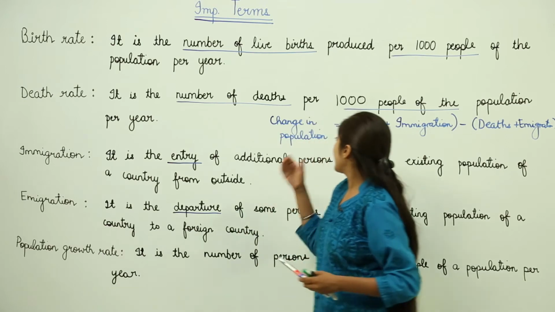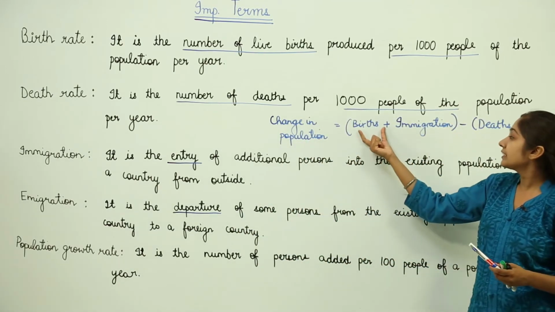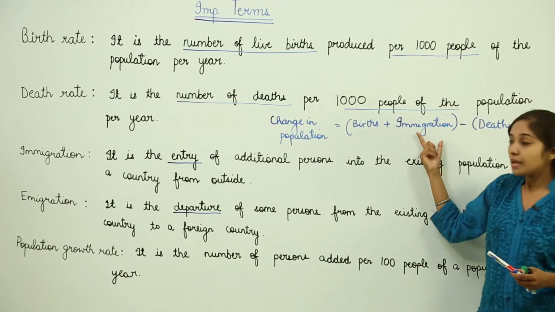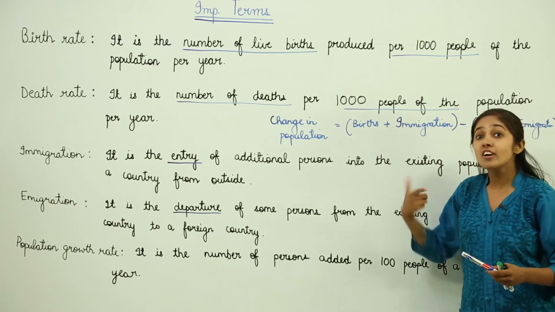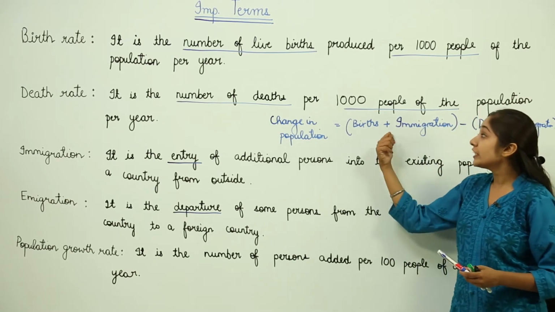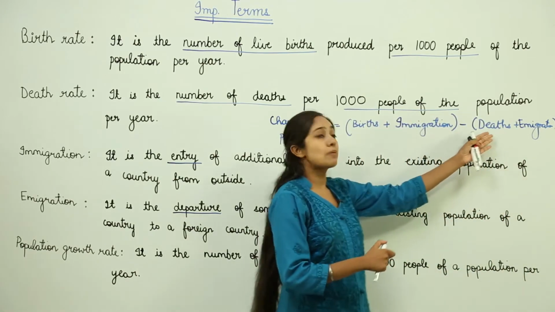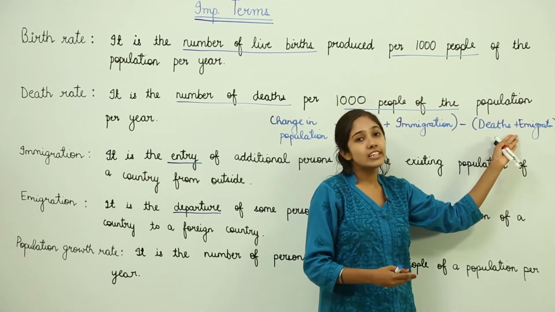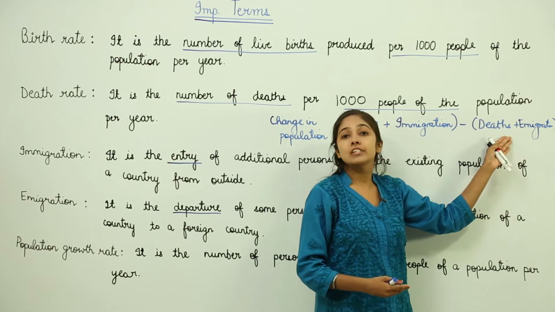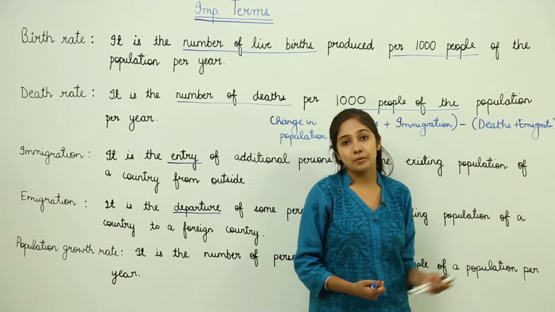So, we have just seen that we have linked births with immigration, because this is going to lead to the addition of persons in a population, and we have linked deaths with emigration because this is going to lead to the departure of persons from the population of a country.